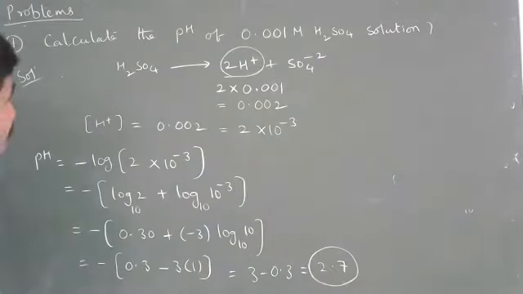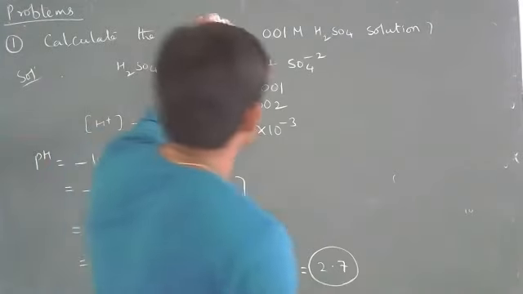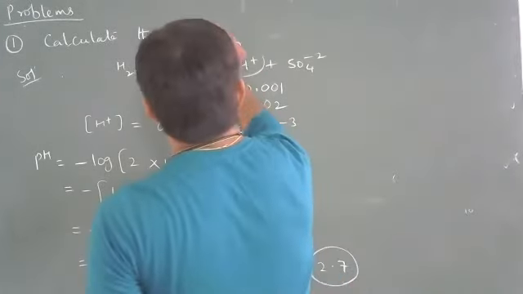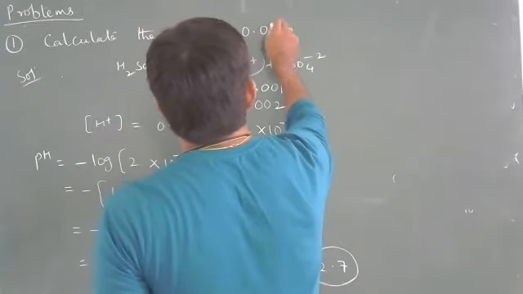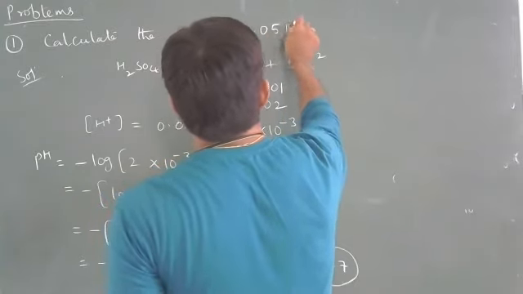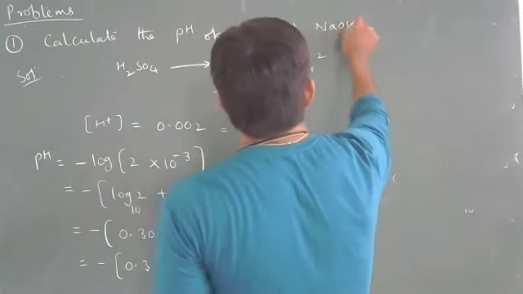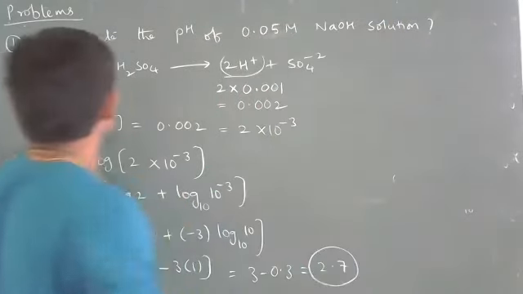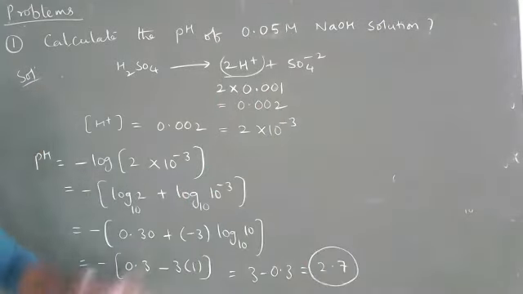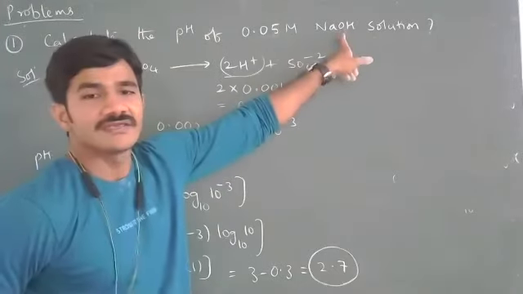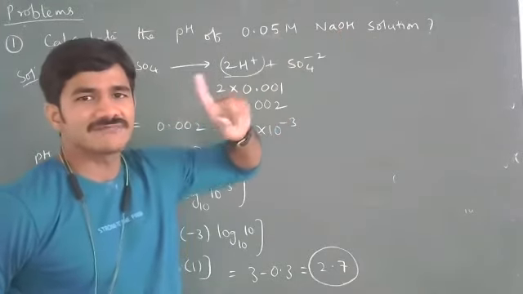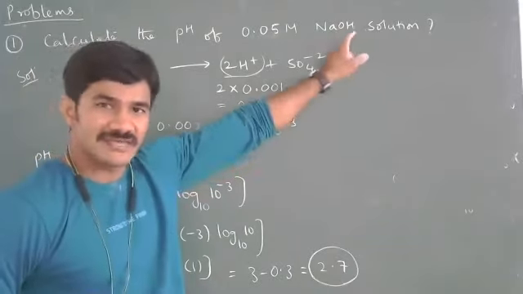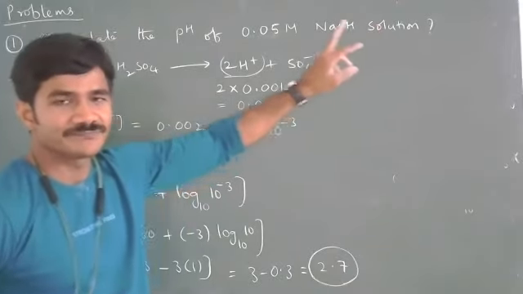Okay. Next problem. Calculate the pH of 0.05 M NaOH solution. We have to find out the pH for NaOH. NaOH contains which type of ions? OH minus. NaOH will not have H plus. It has OH minus concentration. Okay.